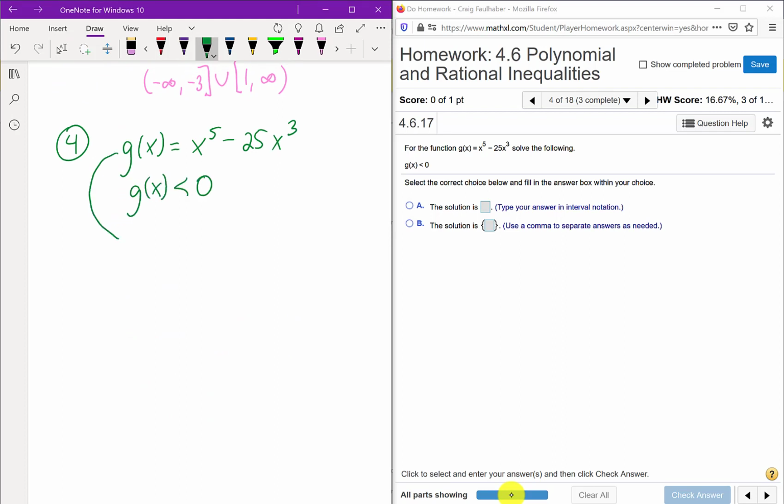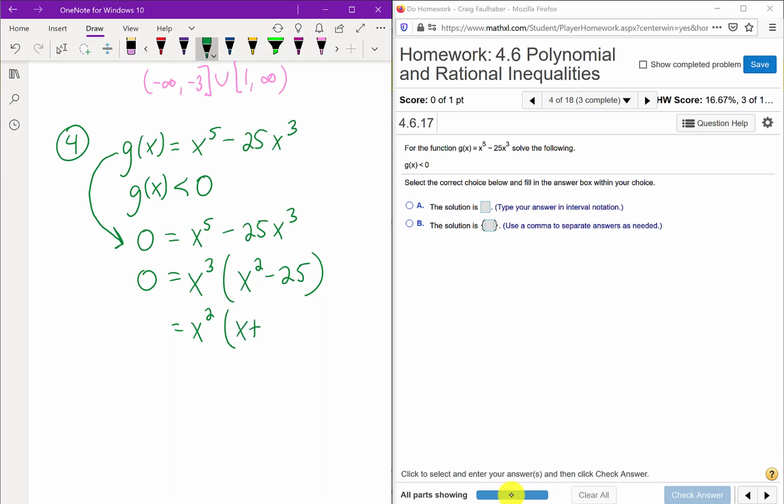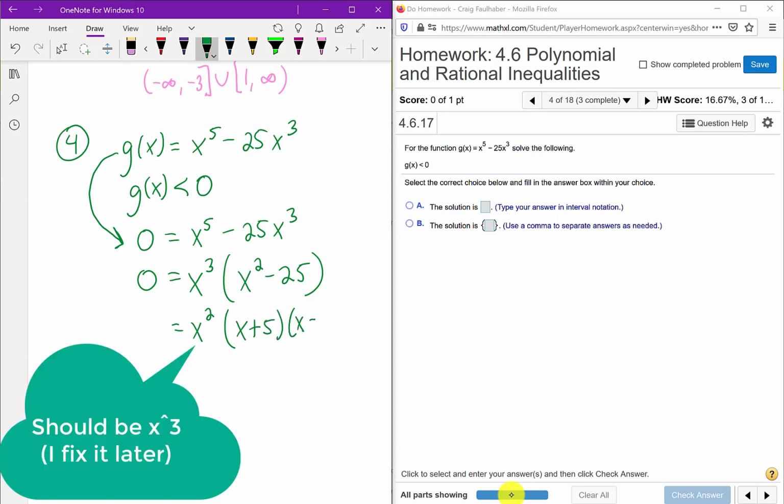Again, if we want to find where a function is less than 0, we're basically going to graph it, but that involves first finding where the function equals 0. And this is kind of a fun one. We're going to get to factor quite a bit. Both of these terms have an x cubed in them, so I'm going to factor an x cubed out. That's going to leave us with the x squared minus 25. Notice that that is a difference of squares. That's x plus 5 and x minus 5.